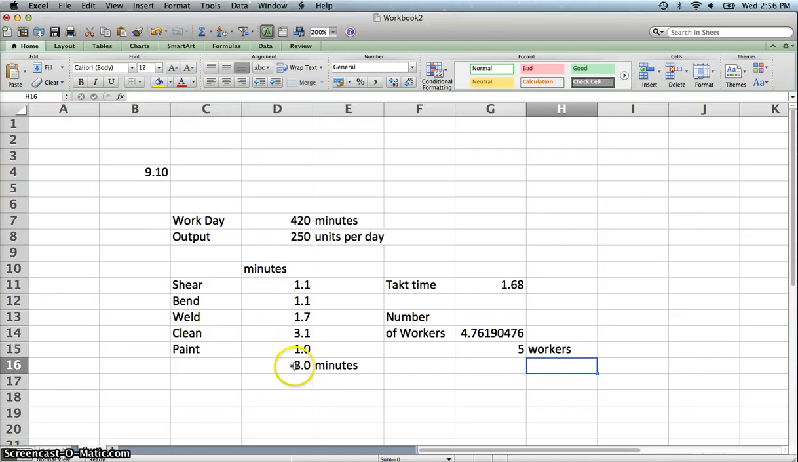Once we've primed it, once we've gone through it once, then every 1.68 minutes we will have a unit coming off the line, and that will help us to produce 250 units per day. That's the idea of work cell balancing, or determining the minimum number of workers for this very simple process. In the third video, we'll talk about assembly line balancing, where we have much more complex processes.